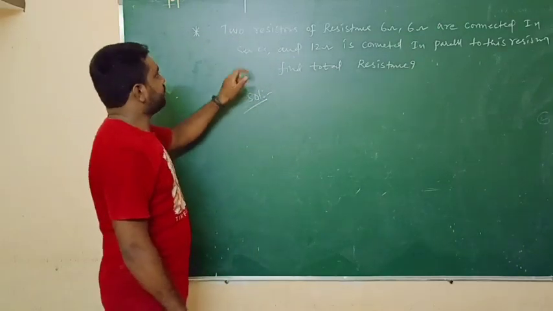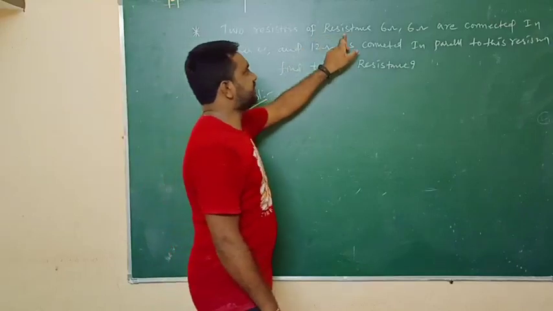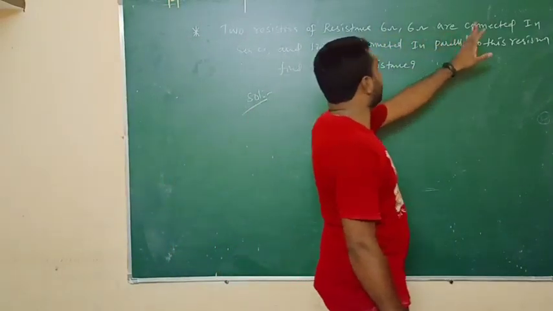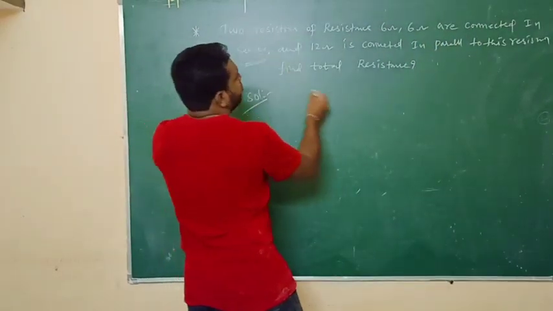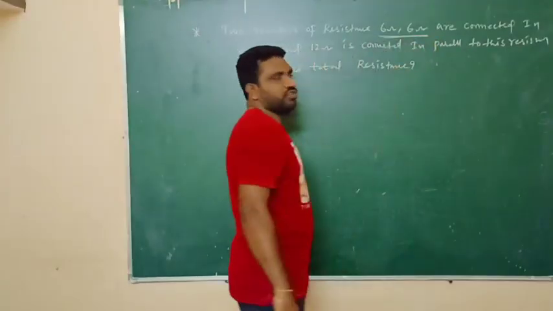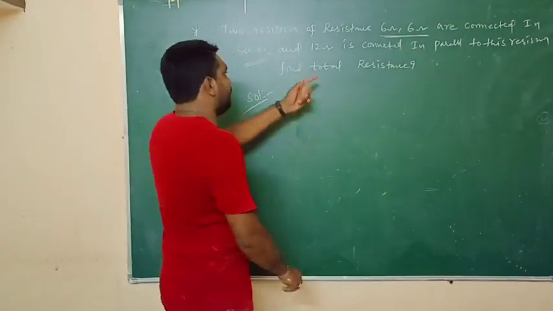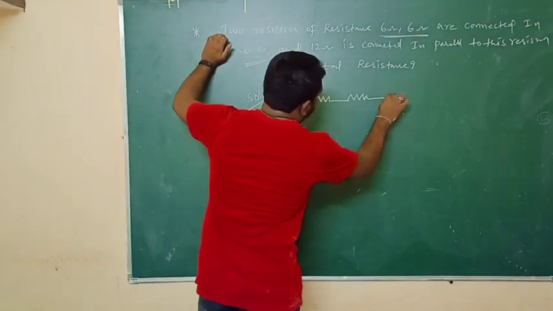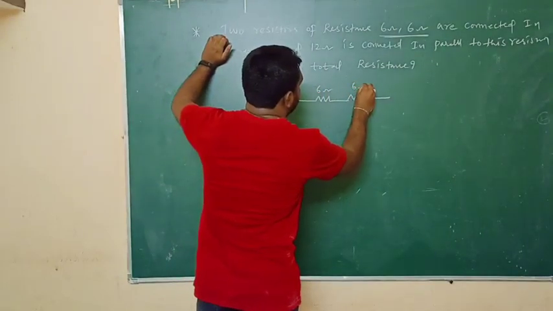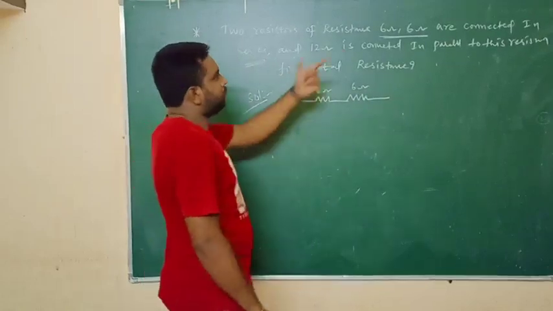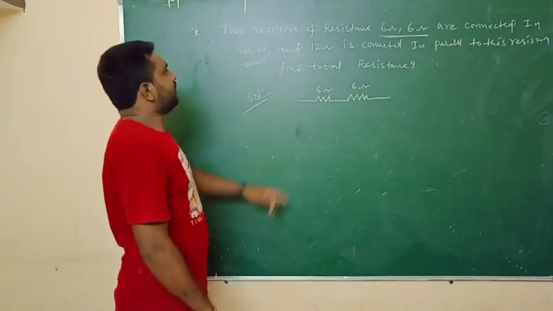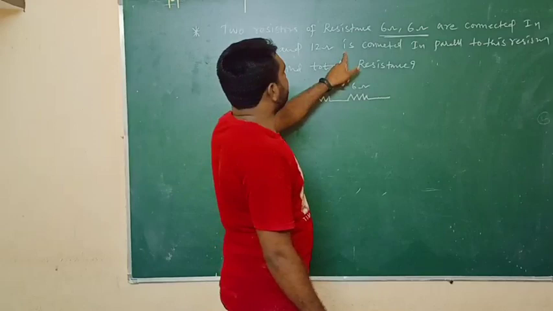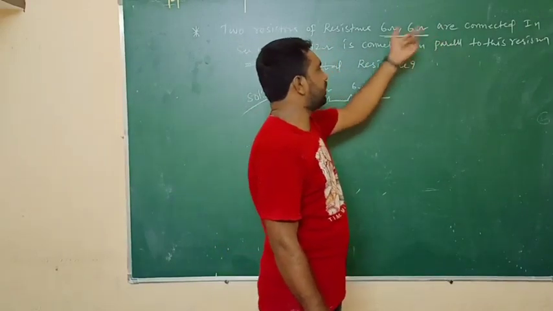The statement is: 2 resistors of resistance 6 ohms, 6 ohms are connected in series. These 2 resistors are connected in series. Now I am going to draw the diagram here. So this is one resistor, this is one resistor, each one of resistance 6 ohms. They are connected in series. Up to here completed. Next, a 12 ohm resistor is connected in parallel to these 2 resistors.